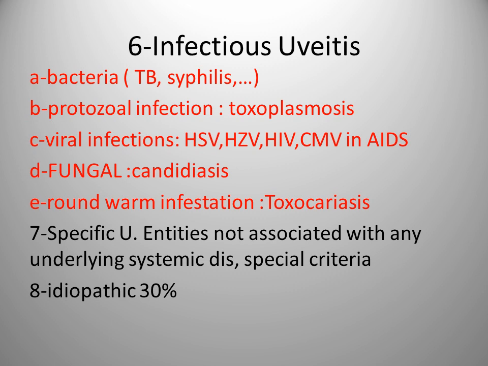Number 7, we have specific uveitis entities which are not associated with any underlying systemic disease and they have their own special criteria, which we diagnose as a syndrome. Perhaps the cause is unknown, but their signs together allow us to put them as a syndrome. This is not required from you, this concerns the ophthalmologist only. And finally Number 8, idiopathic, which we give 30%, and some of the studies give 50%.